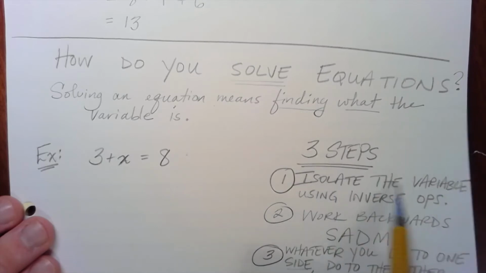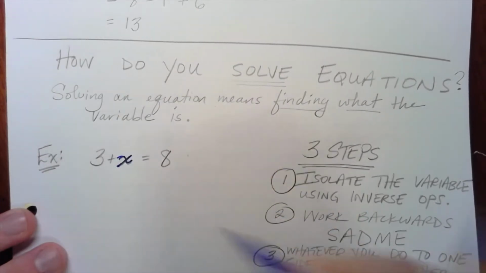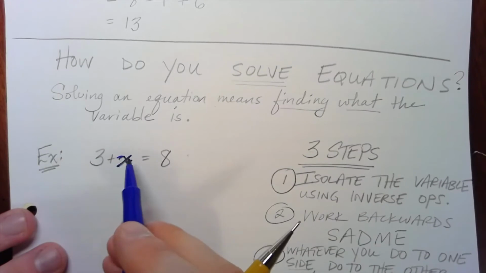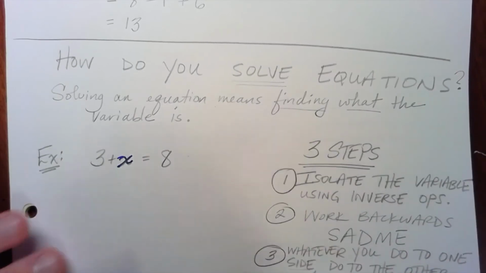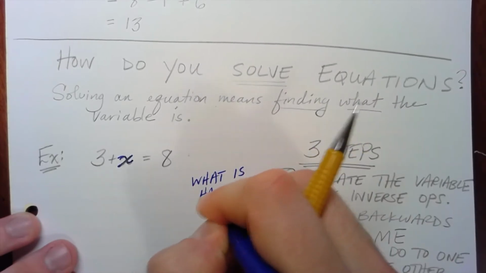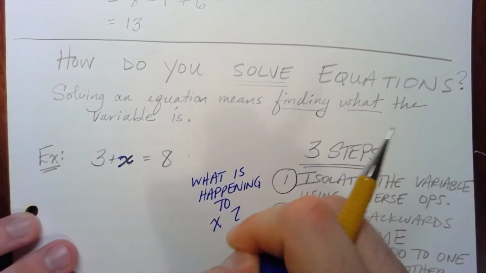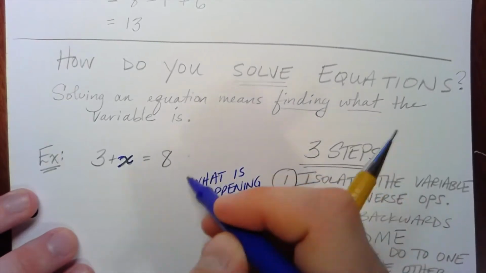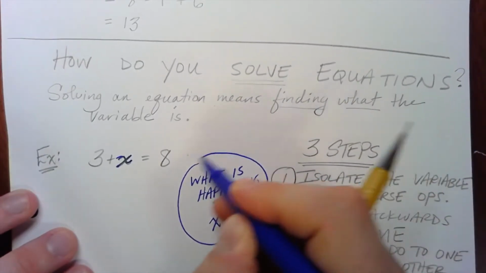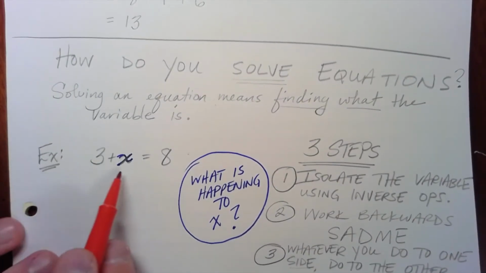Okay? Isolating the variable using inverse operations. Well, that means we're going to be looking at the variable, and the variable here is the x. And so this is really what we are the most interested in, because that's what we're trying to solve for. And so we have 3 plus x equals 8. And so we ask ourselves, what is happening to x? And this is really the question that you're going to be asking yourself a lot. What is happening to x? So, answer the question. What's happening to x?